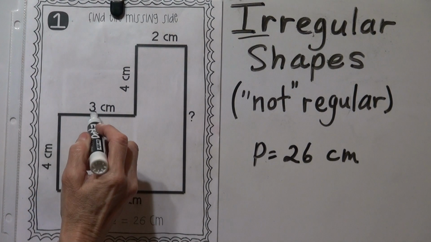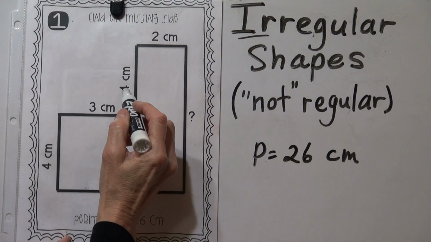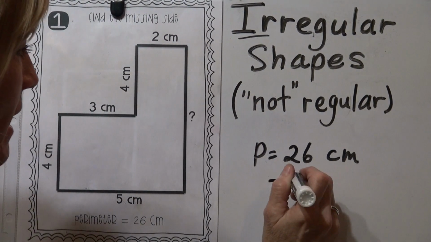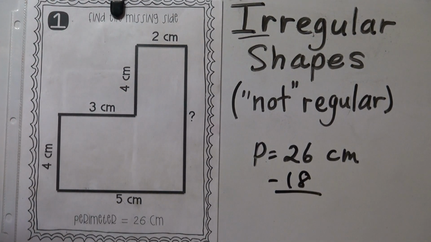5 plus 4 is 9, 9 plus 3 is 12, 12 plus 4 is 16, 17, 18. So that's 18. Let's take 18 away from that.